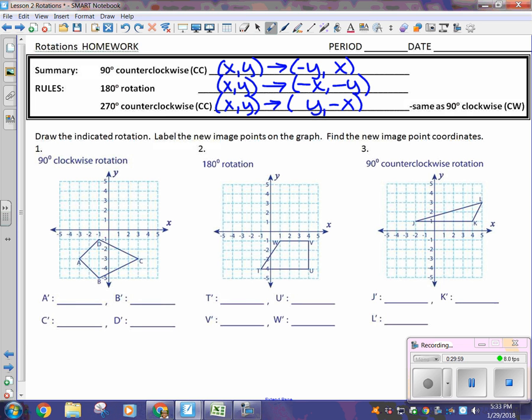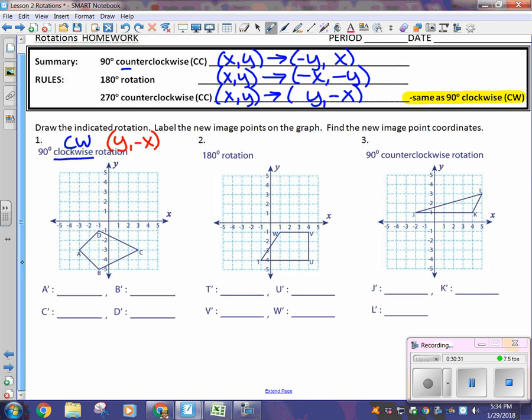Now, we're going to do number 1, and then I'm going to let you guys finish this because you need the practice. I just want to make sure you have a good start. Now, notice this says 90 degrees clockwise. That's CW. I do not have a 270 or a 90 clockwise. This one says counterclockwise, or do I? Ding, ding, ding, ding. So this says same as 270, 90 degrees clockwise. So here's the rule that I'm going to use. Y comma negative X.